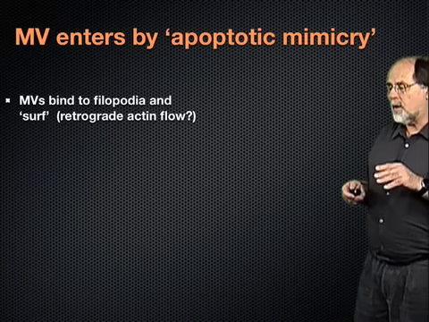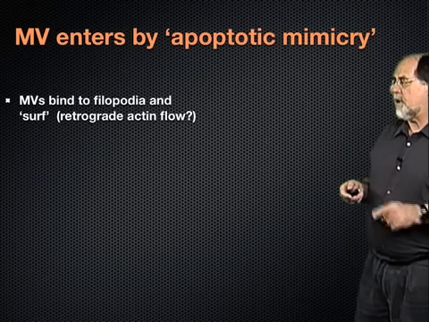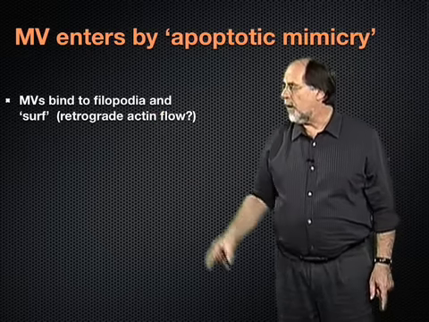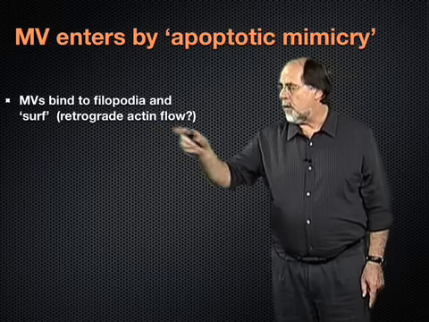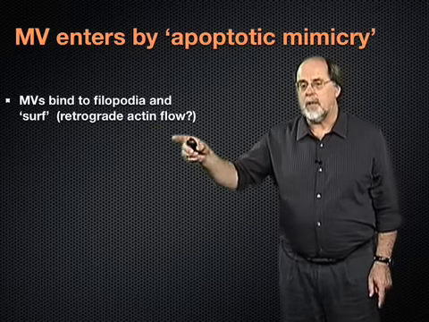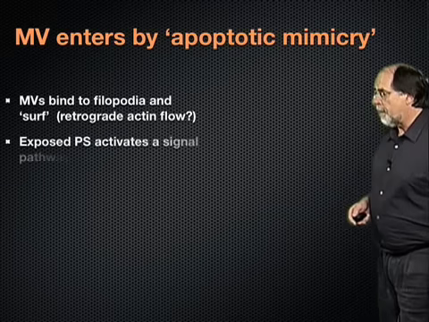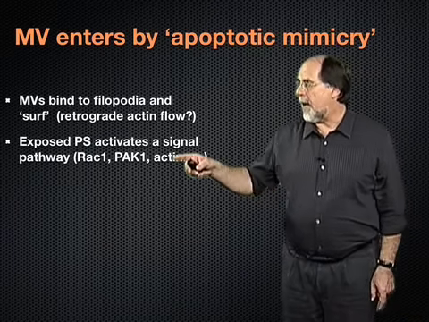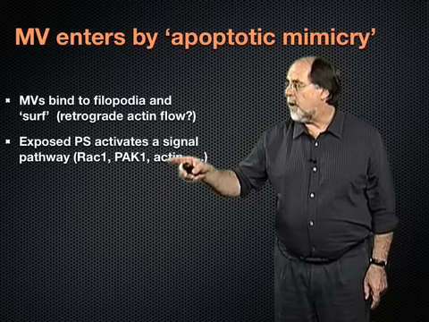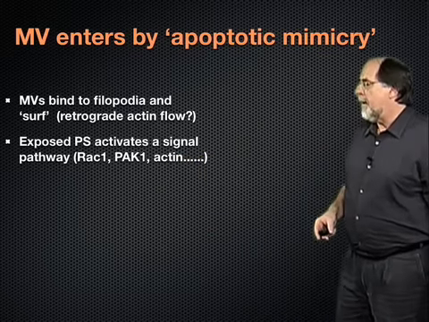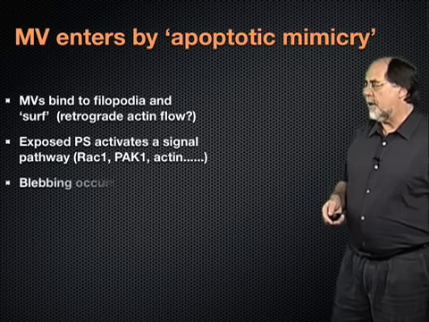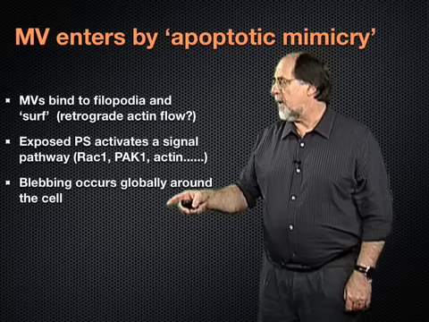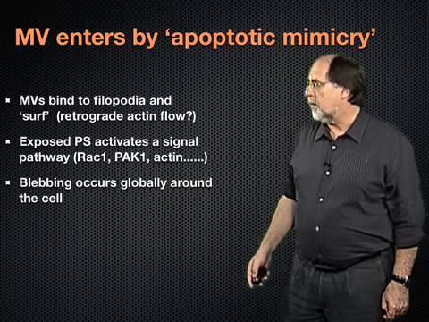So if we go now step by step through what happens here, the MVs, these are the mature virus particles, bind to filopodia and surf along those filopodia to the cell body, probably using retrograde actin flow. The exposed phosphatidylserine then activates a signaling pathway which involves RAC1, PAK1 and other components. And the result of that activation is that blebbing occurs, first at the site of the virus attachment, but then globally around the whole cell.